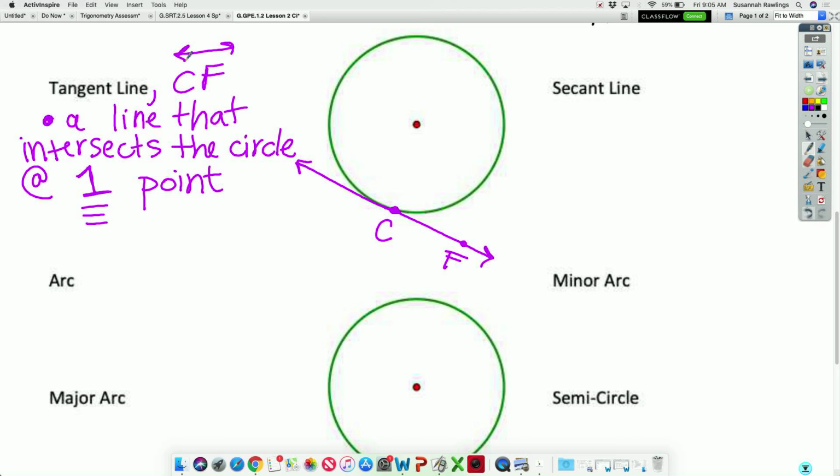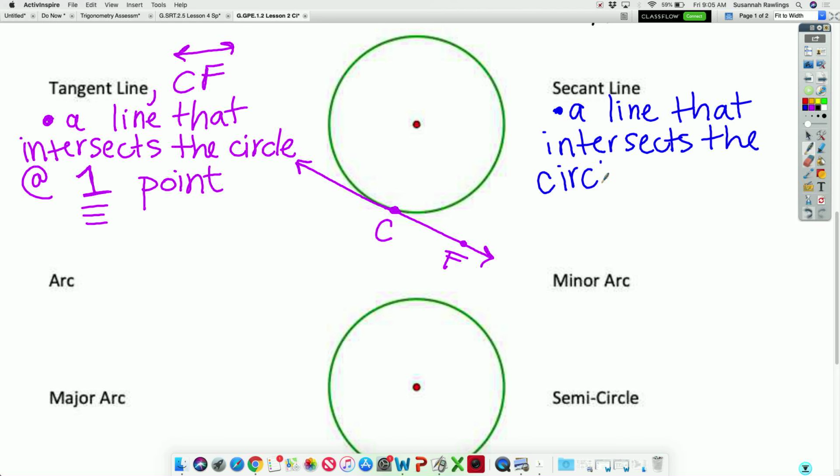So think, tangent is 1 point. How many do you think secant will be? 3 points. What comes after 1? 2. There's 2 there. So this is going to be a line that intersects the circle at 2 points. So tangent intersects at 1 point, only on the outside, never through the middle. A secant is going to cross through the middle at 2 points, so let's pick our 2 points.